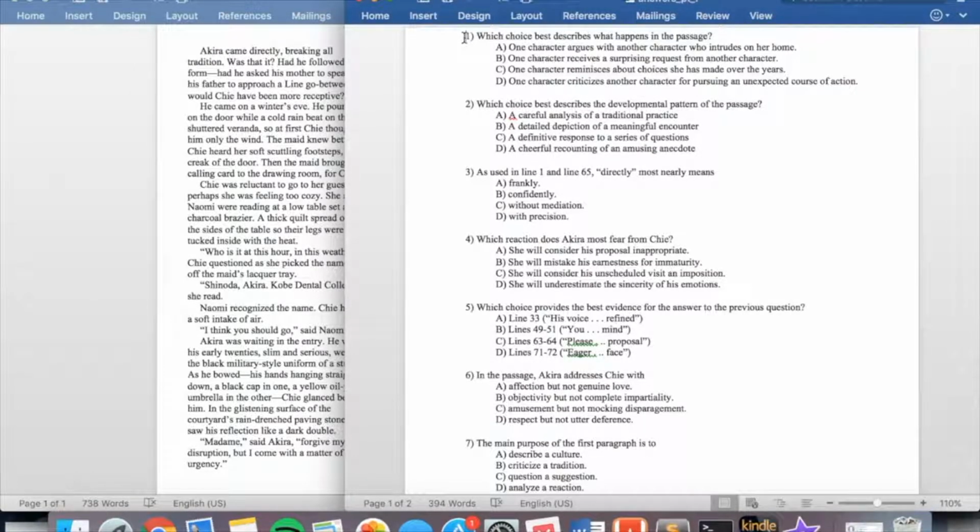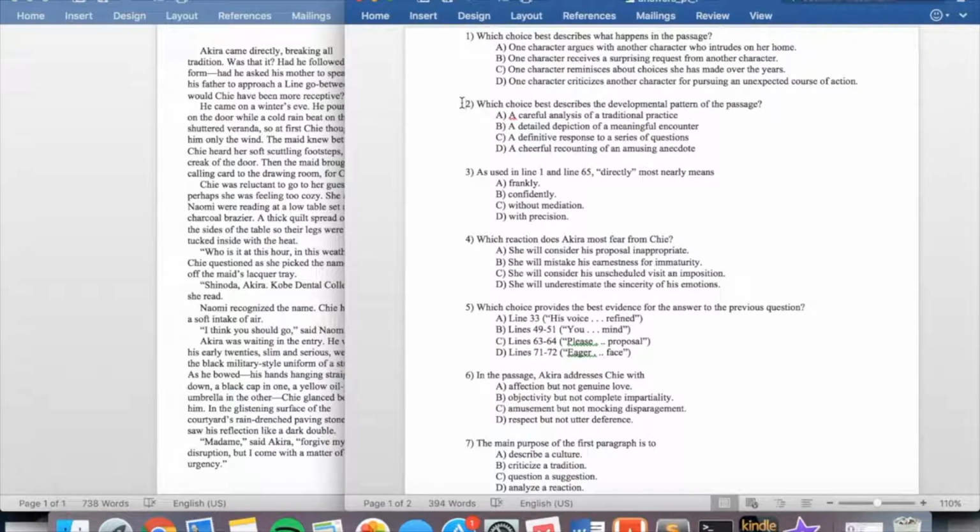The first question says, which choice best describes what happens in the passage? Great example of that first type of question. It's broad. You need to read the whole passage to understand it. And this is something that I'm just going to keep in the back of my mind as I read the passage, so that I can answer this question after reading it.